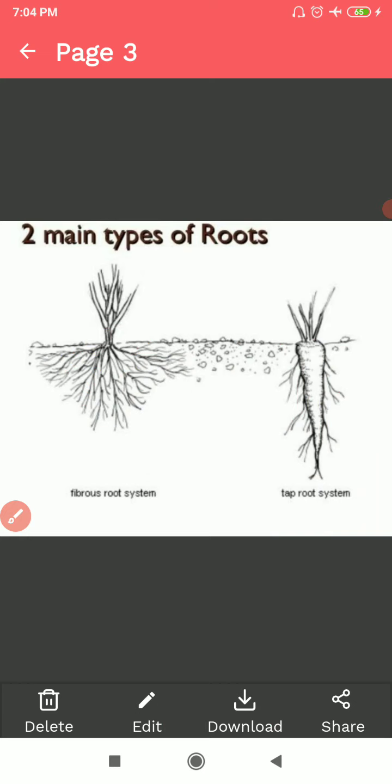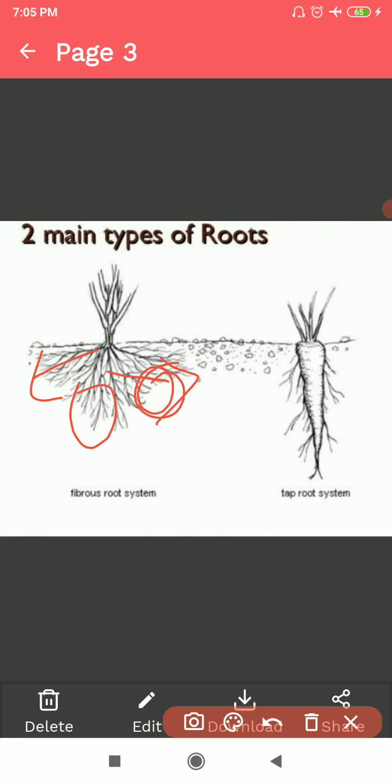Students, now we will understand the uses of roots. We know that the roots fix the plant firmly to the soil. Fix means they hold the plant tightly into the soil. The roots absorb water and minerals from the soil and they transport the absorbed water and minerals to the shoot system.